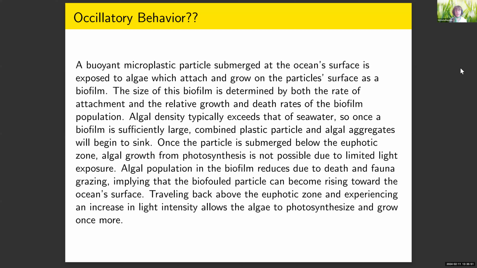So the observations of oceanographers led to some hypotheses, that these aggregates of plastic with algal cells are cycling up and down. So it was actually a published result, but let's see what our model shows.